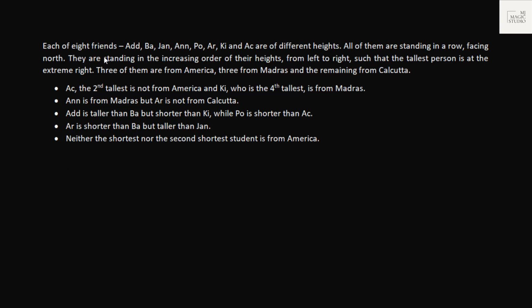Each of 8 friends: Ad, Ba, Jain, N, Po, R, Ki, Is. So we have Ad, Ba, Jain, N, Po, R, Ki, and Is. 8 people are there.